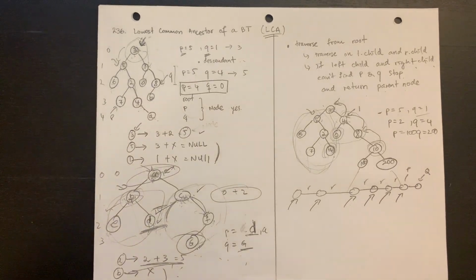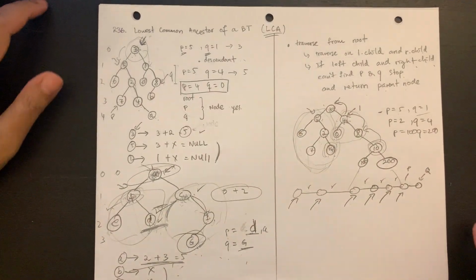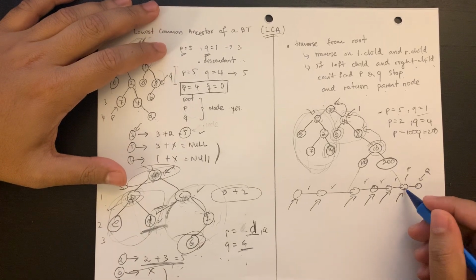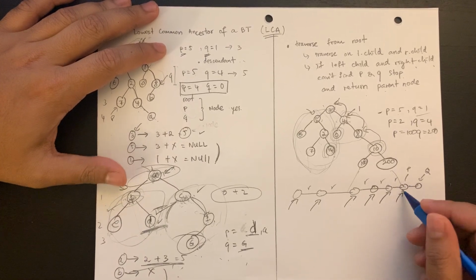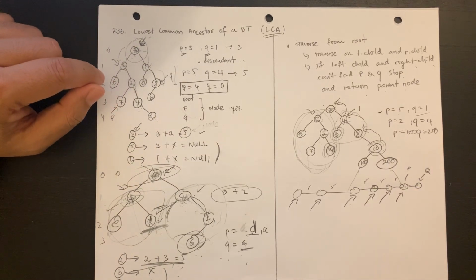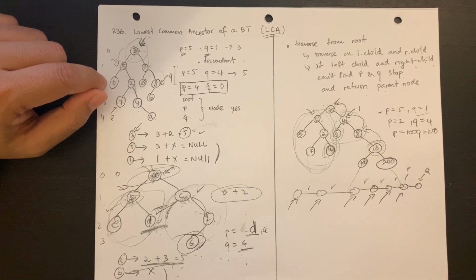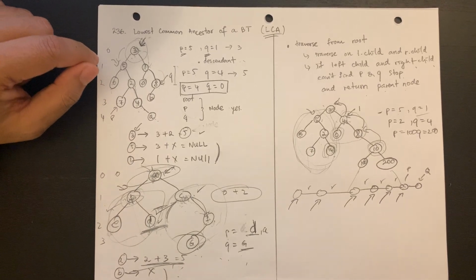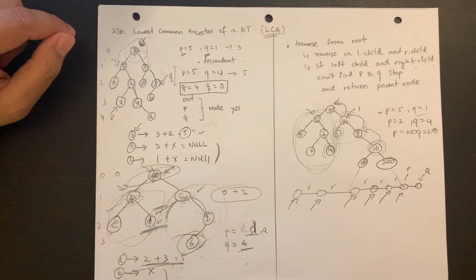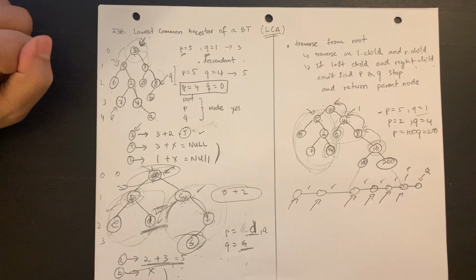Can I do better? Maybe. So it would just say P is the lowest common ancestor. I think I might be able to come up with a better solution if I think a little bit more.